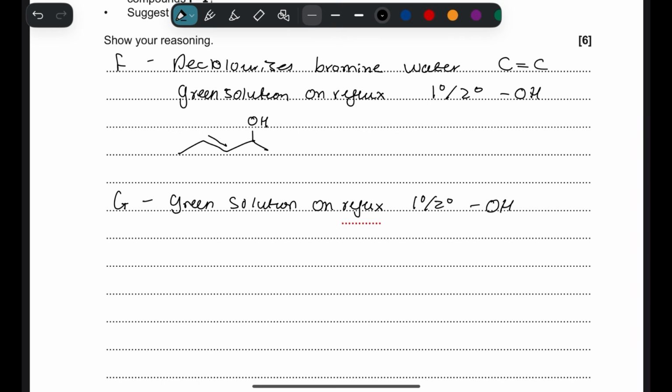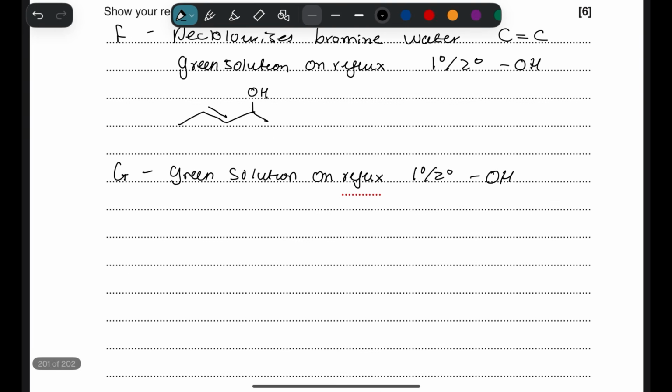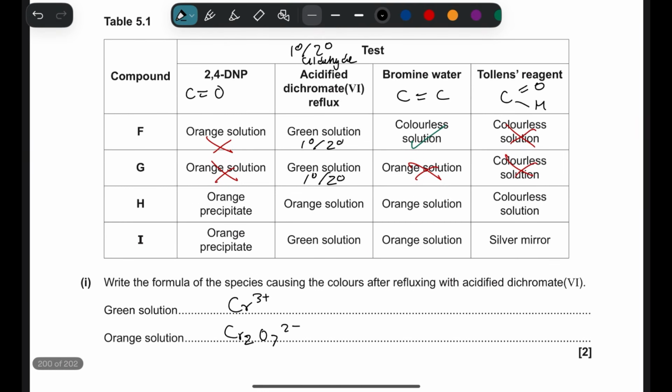So I'm thinking, okay, this has got to be our cyclic compound. I said one of them was alicyclic. This has got to be it. So let's just draw that out. Apologies, let's do it properly. But let's do it this way, and then I can put the alcohol group there. So that's going to be that. Yeah, happy with that. Okay, let's go on to H now.